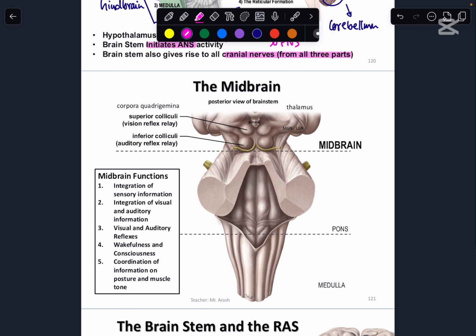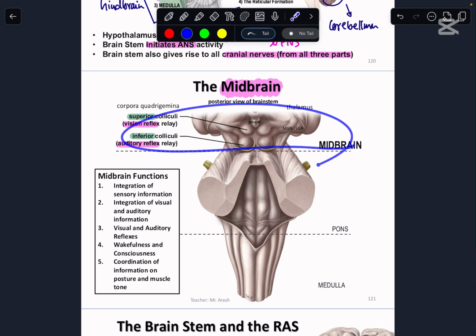The midbrain, so we're going to start with the midbrain, which is the first part here. The midbrain has to do with visual reflex relay and auditory reflex relay. Those are functions of what we call the superior and inferior colliculi, parts of the midbrain. So you could say that the midbrain has to do with these reflexes that have to do with your eyes and your ears. And we'll talk about that when we do the eye and the ear.